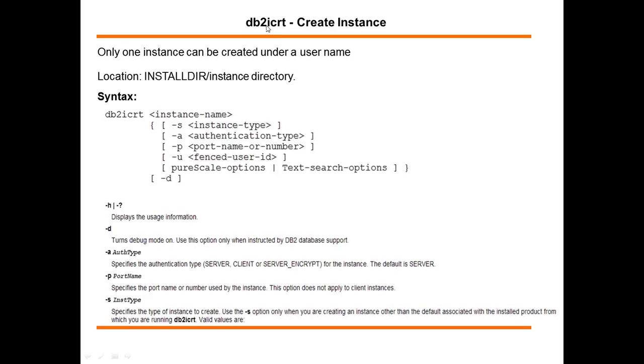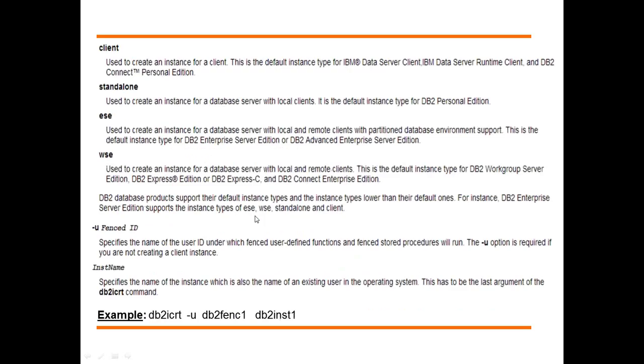The location of this command is under the install directory, instance directory. And here is the syntax for this command. With db2icrt, you can say -u fenced user ID, then the instance name. You can specify the instance type, what kind of authentication, where I authenticate my user ID and password, and what my port number for external communication is, plus pureScale options and text search options, which I haven't explored so far. So we already looked at db2icrt.